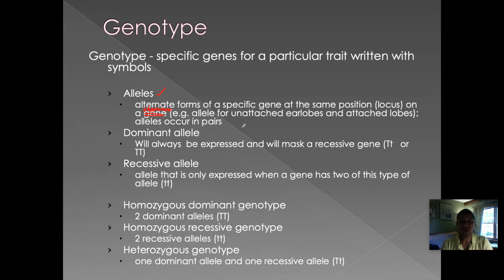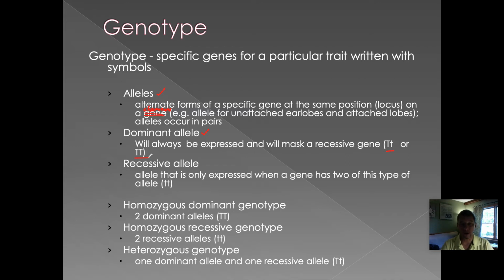Now, those alleles, assuming that there are only two kinds, come in two different flavors. The dominant allele is one that will always be expressed if it's present. So if you have a dominant allele, that's going to be the trait that people see in you, because it will always mask a recessive allele. So what that means is that if you get a dominant and a recessive, like here, big T, little t, or if you get two copies of the dominant allele, then you will express the dominant trait, okay?